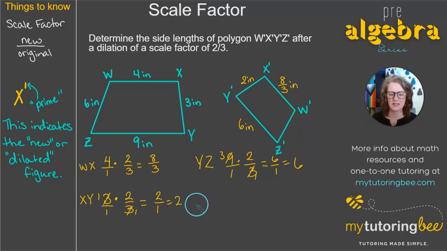And then our last side length, we've got ZW. So that is 6 inches. We're going to multiply that times 2 over 3. Go ahead and place that 6 over 1. We're going to cross cancel with that 6 and 3. 2 times 2 is 4 over 1, and then we just get 4. So we get 4 inches for that last side length.